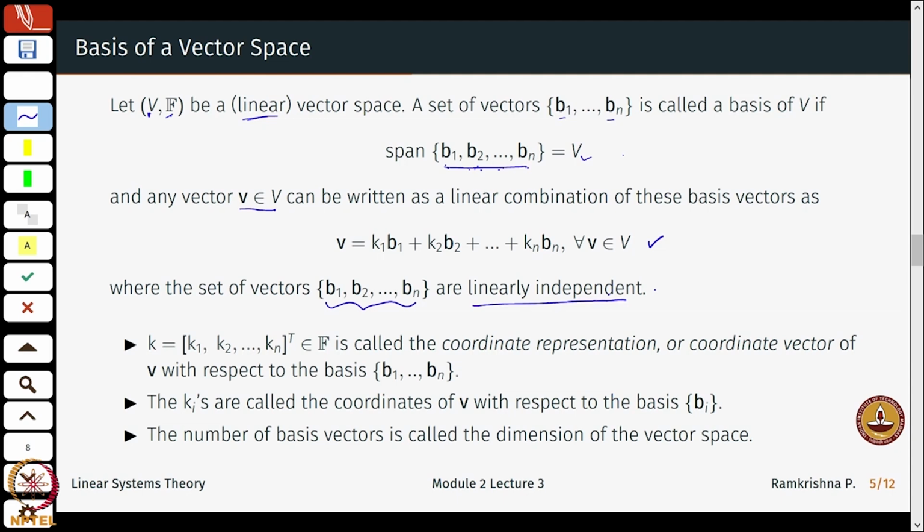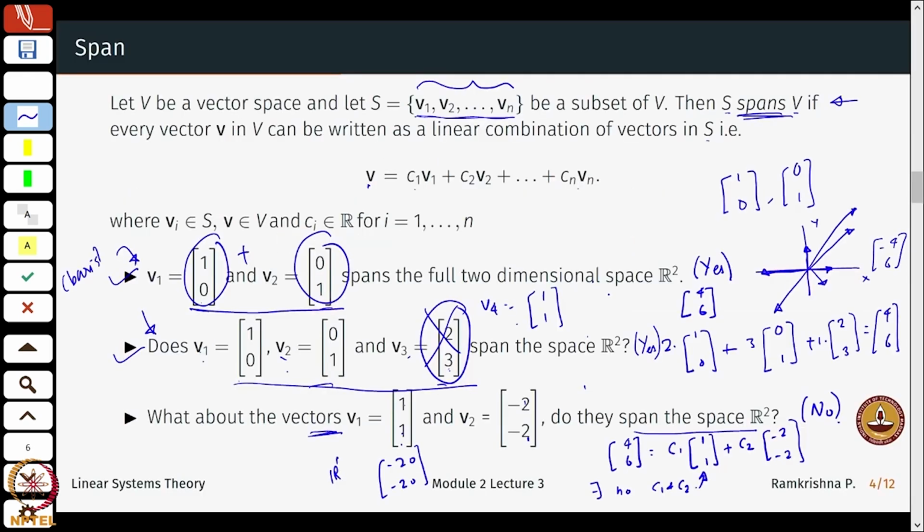Now, here you can just look at it. Are V1 and V2 linearly independent in the first case? We need that. So, the answer here is yes. Here, are V1, V2 and V3 linearly independent? Well, the answer is no.